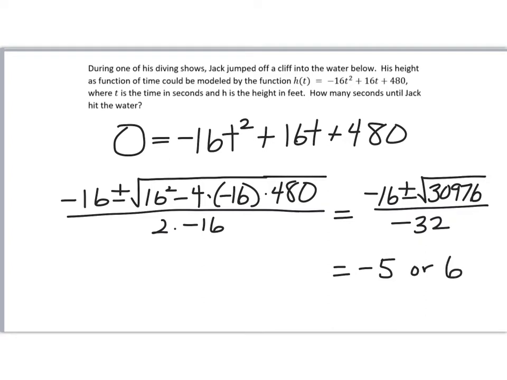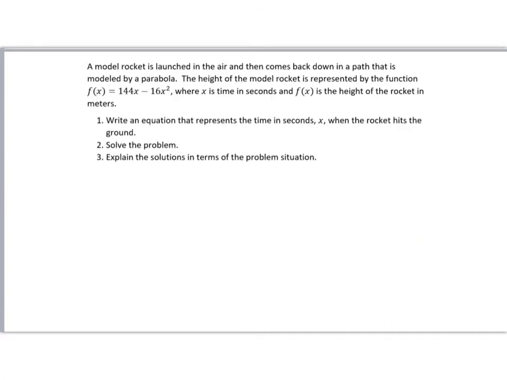Now, will both of those answers work? Can we have a negative 5 seconds? No, we can't go back in time. So in this case, this answer doesn't work, and my answer for how many seconds until Jack hits the water is 6 seconds.